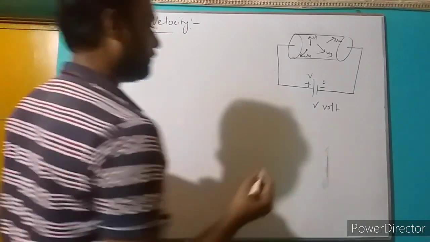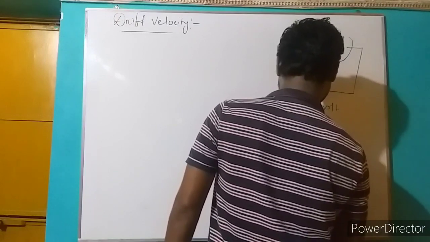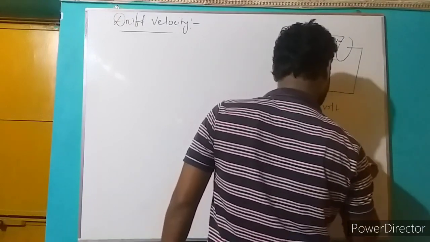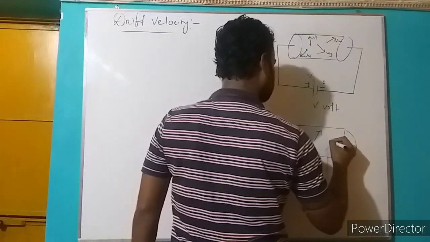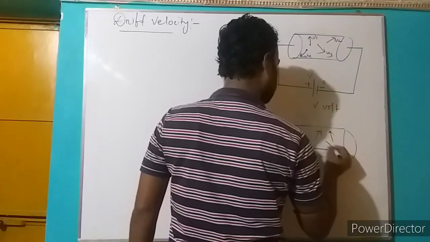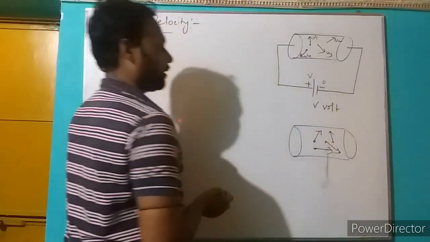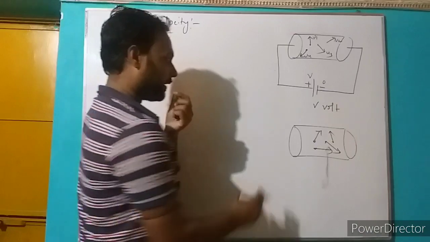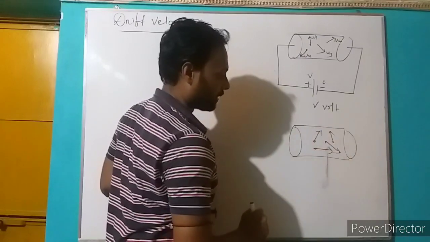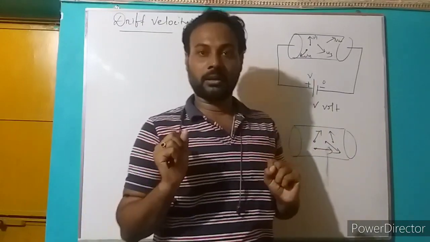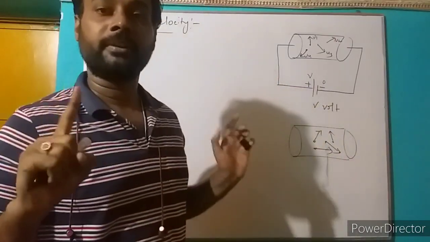Now I will draw another diagram, without attaching the battery. This is the given conductor. Here the free electrons are moving in that direction, in that direction, in that direction. This is the free electron. Before attaching the battery, the free electrons move randomly and collide with each other, with high velocity, about 10 to the power 5 meter per second.